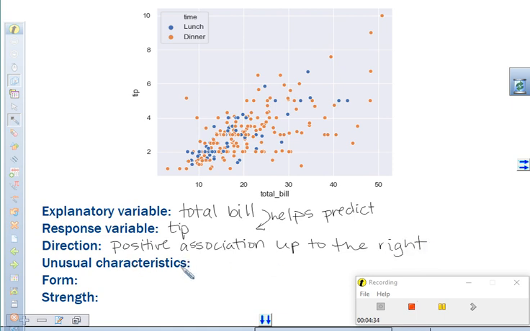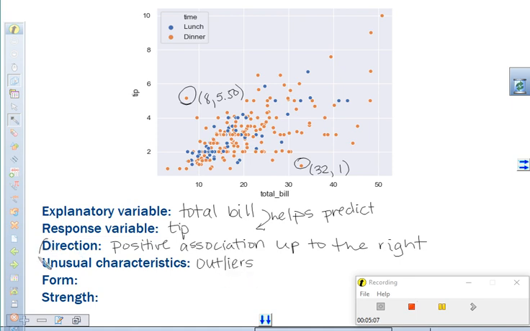We have a few unusual characteristics. You can see that this person paid about $8, but tipped about $5.50. So that's a large tip. We also see down here that this person, their bill was probably, if this is 35, about 32 or so, 33, and they only tipped about $1. So unusual characteristics, these would be your outliers.